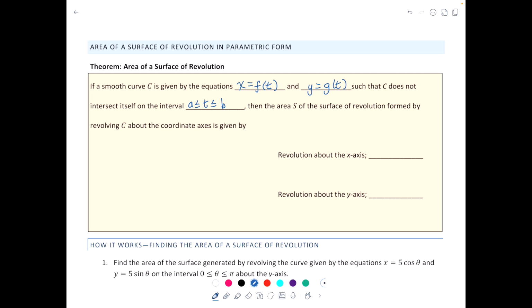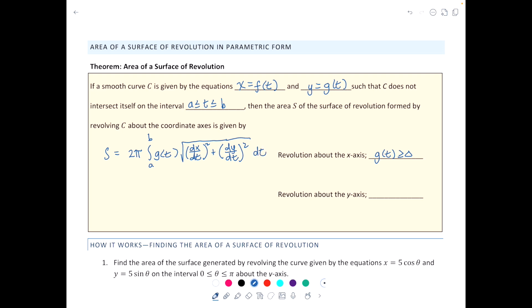So if it's about the x-axis where you have a g of t that's positive or 0, then capital S, you get the 2 pi from the revolving and the integral from a to b of g of t times what you had for the arc length. So remember, arc length was dx dt squared, all under a square root, times dy dt squared with respect to t.